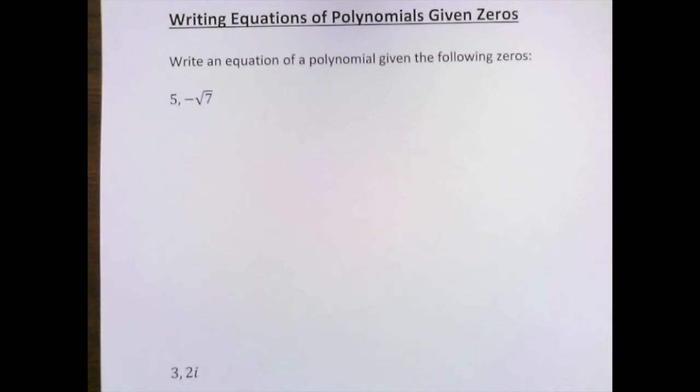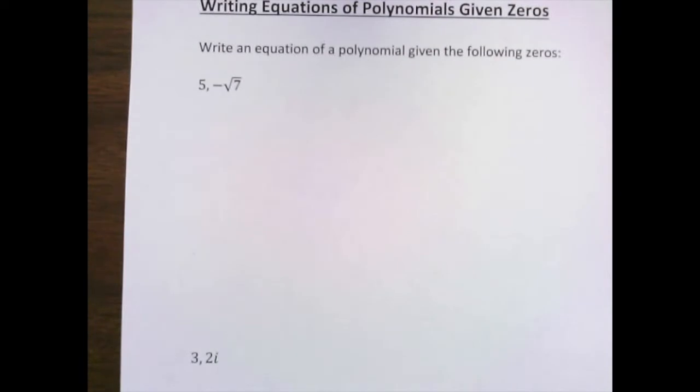Hi guys, let's discuss writing equations of polynomials given zeros. So what we're going to do is write an equation of a polynomial given the following zeros. What the directions don't add on here is we are going to write these in standard form.